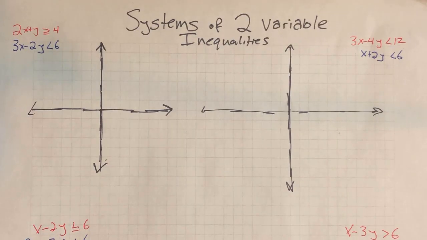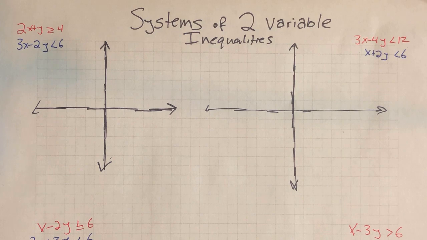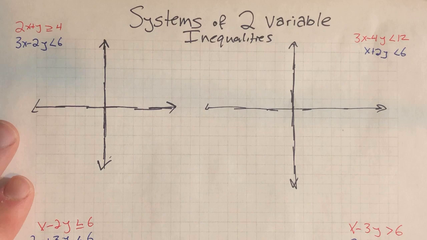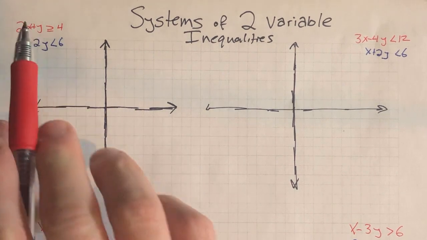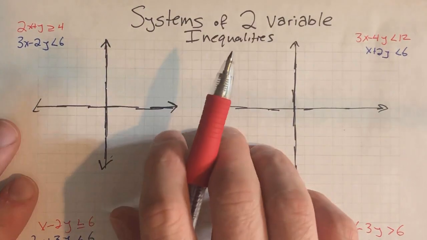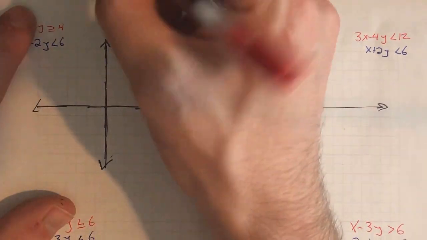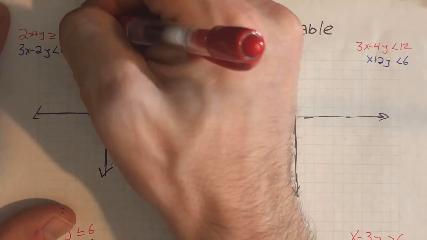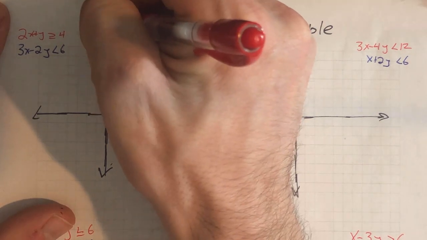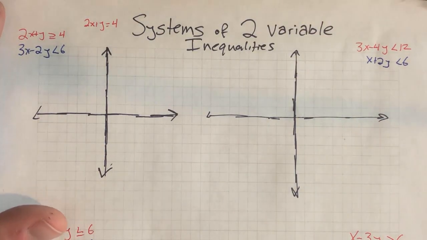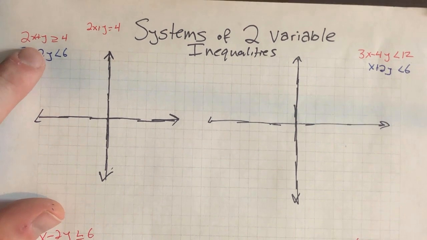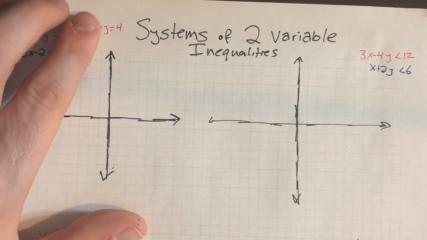I'll start with the red. We have 2x plus y is greater than or equal to 4. So my first step is going to be to graph the boundary line. Okay, so to do that, I'm going to find my x and my y intercepts. To find my y-intercept, I'm going to cover up x because that means x is 0. And remember, the equation for the boundary line is 2x plus y is equal to 4 because a line represents an equation, okay?